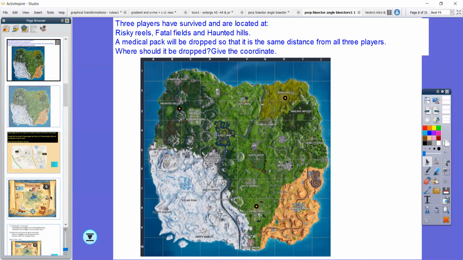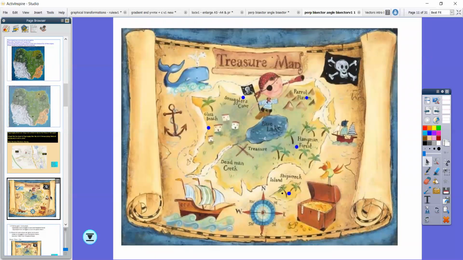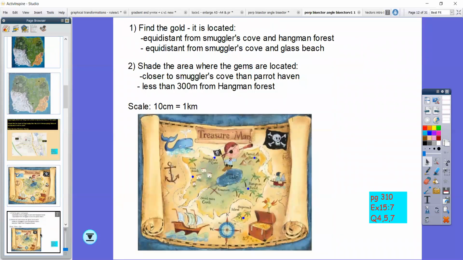Okay, and similarly, there's another map, a treasure map here. I think you're probably on the front screen. You've got the same thing there. Equidistant from Smuggler Cove and Hangman Forest. That use of that word again and again. Okay, scale is in there again. So probably teaching scale by the back door here, not having a lesson on scale. What does that actually mean? How are they going to make sense of that?